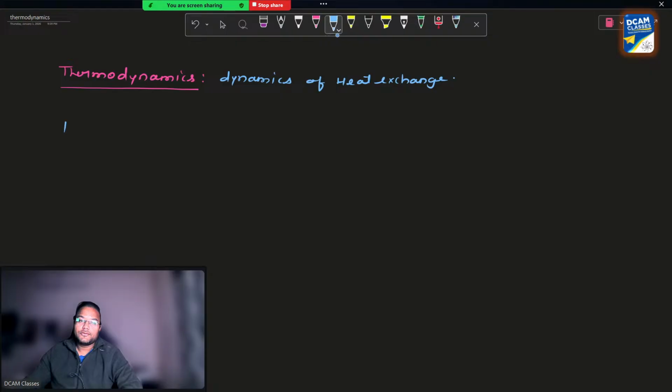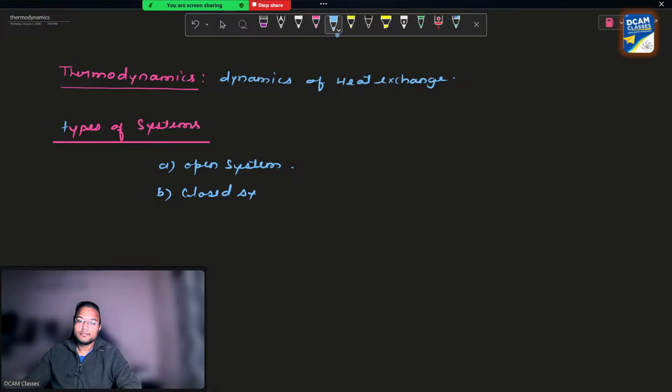First, we'll learn about the types of systems. Systems are of three types. First is open system. Second is closed system. Third is isolated system. Before this, let us learn about what is a system and what is surrounding.